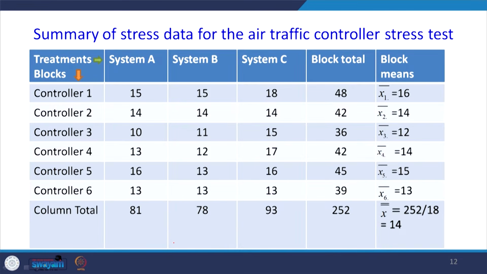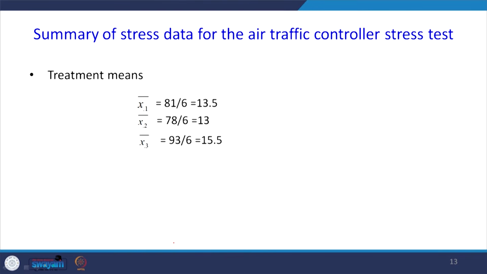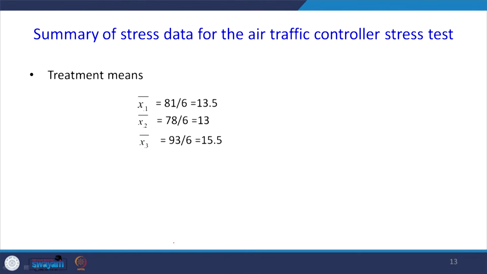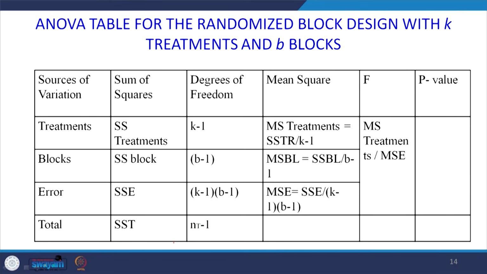So, this was the given data set. So, the treatment means, there are 3 treatments that I am calling system A, system B, system C. So, x dot 1 bar is 13.5, x dot 2 bar is 13, x dot 3 bar is 15.5. Okay. We know this is our Anova setup. Look at the previous, in the CRD, the completely randomized design or one way Anova, there is no blocking column. Okay. There was only treatment and error. Now we are introducing the blocking.